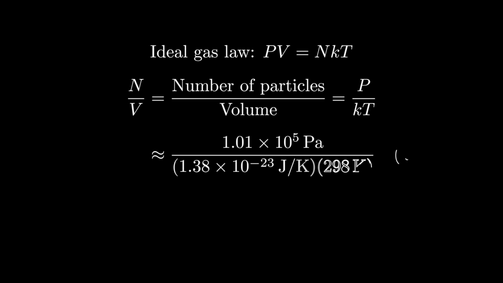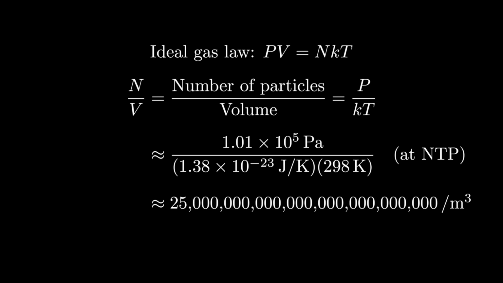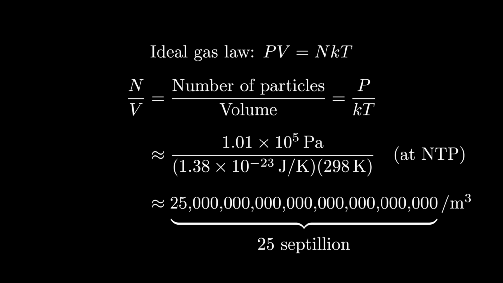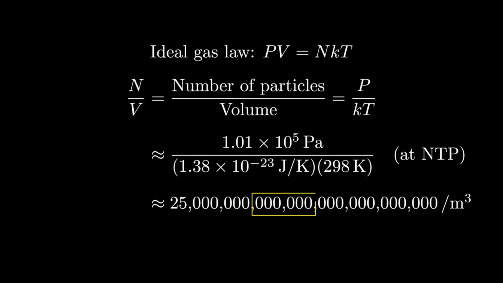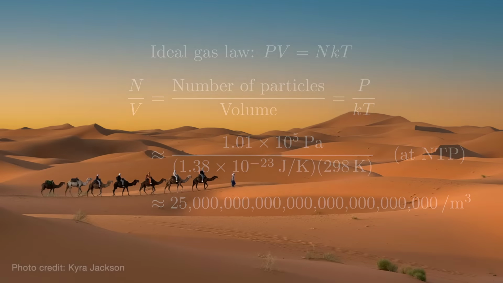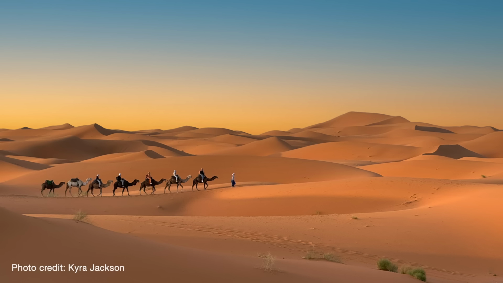Although this calculation is relatively simple, it's really hard to appreciate just how large this number is. There are approximately 25 septillion gas particles in each cubic meter of air. That's 25 million particles. To try to give you a feel for how large this number is, let's switch gears for a moment and consider something completely unrelated.